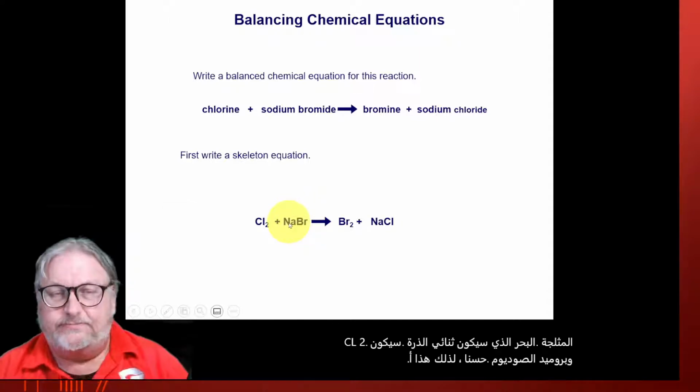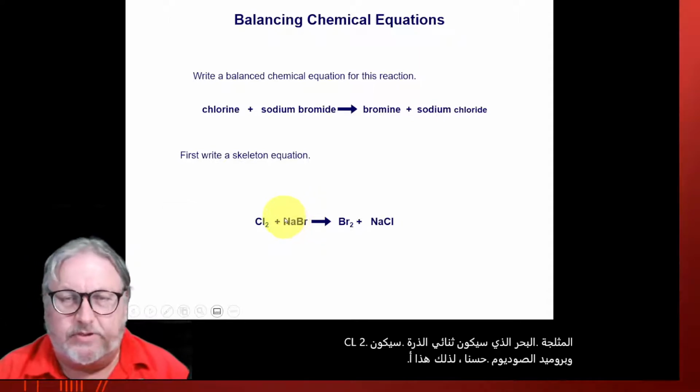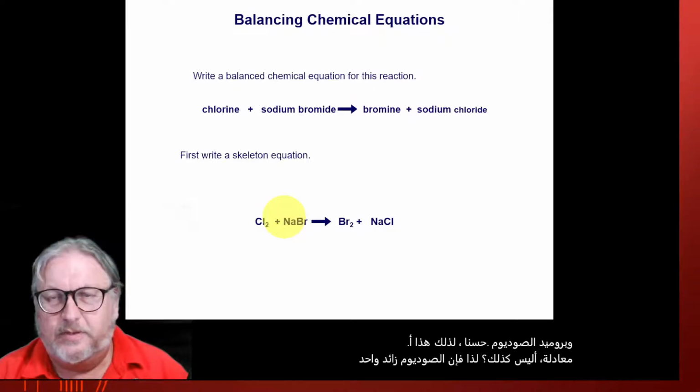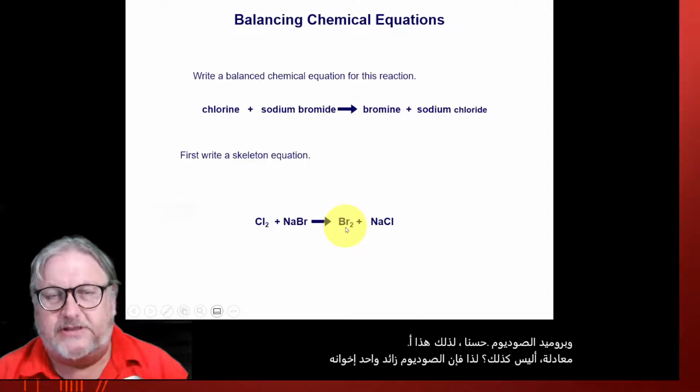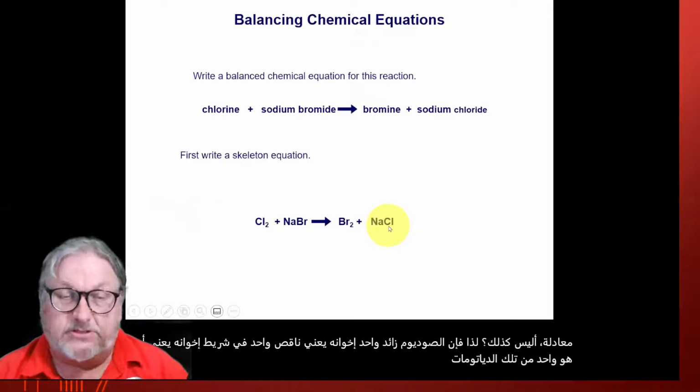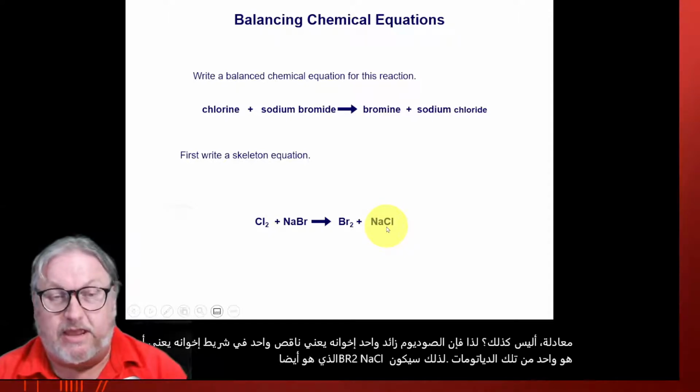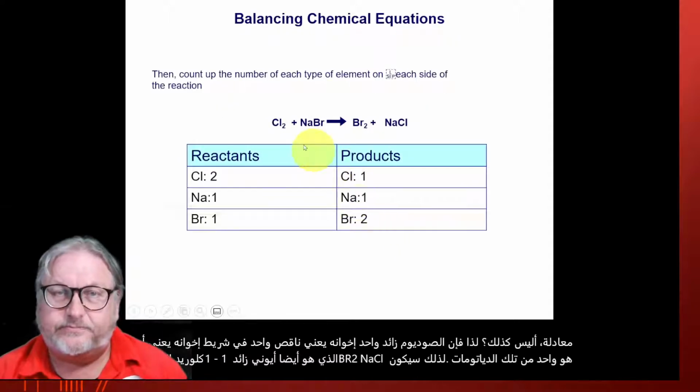That's an ionic compound, right? Sodium's +1, bromine's -1, so it's NaBr. Bromine, that's one of those diatomics, so it's going to be Br2. NaCl, that's also ionic, +1 and -1, NaCl. So now I have my skeleton equation.